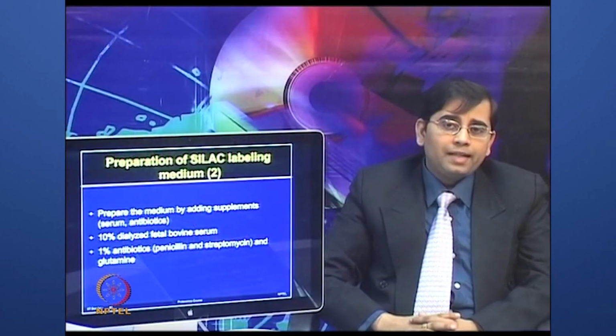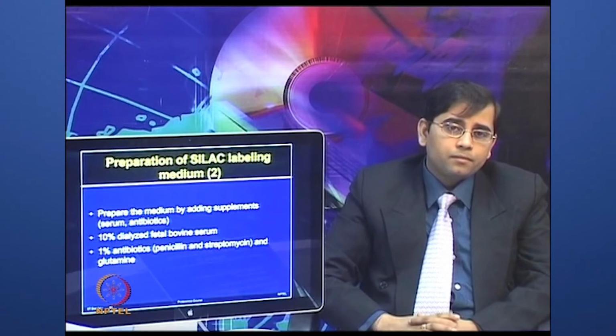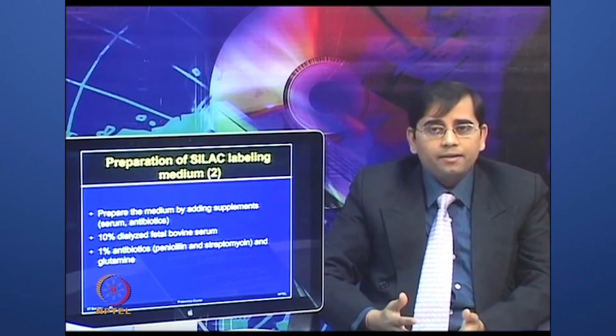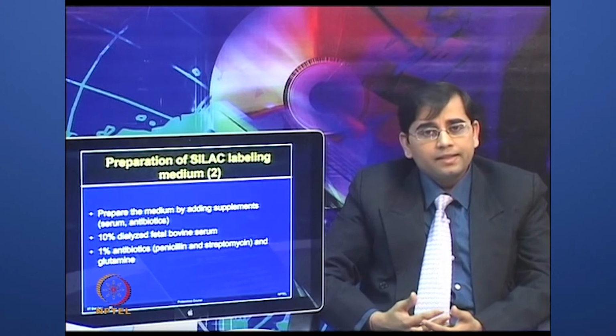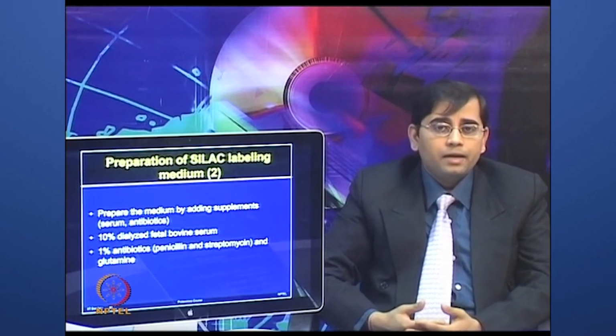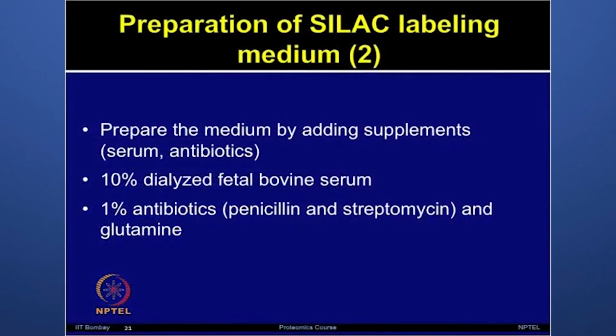So, for the preparation of SILAC labeling media, one needs to add various supplements such as serum and antibiotics. A recommended percentage could be 10% dialysed fetal bovine serum and 1% of antibiotic and glutamine, but these percentages can be optimized depending upon the type of cell culture.